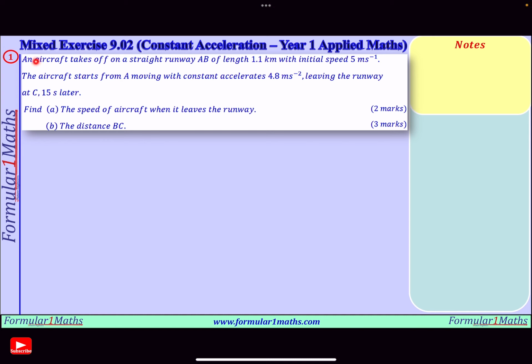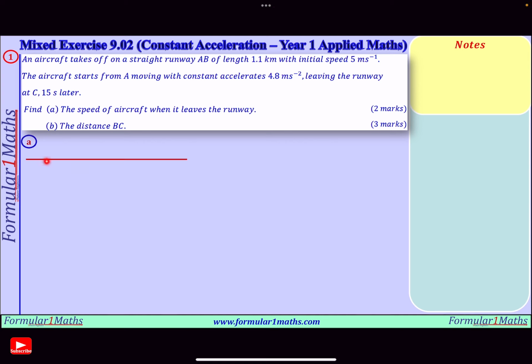Question 1. An aircraft takes off on a straight runway, AB, of length 1.1 kilometers, with initial speed 5 meters per second. The aircraft starts from A, moving with constant acceleration 4.8 meters per second squared, leaving the runway at C 15 seconds later. Find A, the speed of the aircraft when it leaves the runway. B, the distance BC. The runway can be modeled as follows.